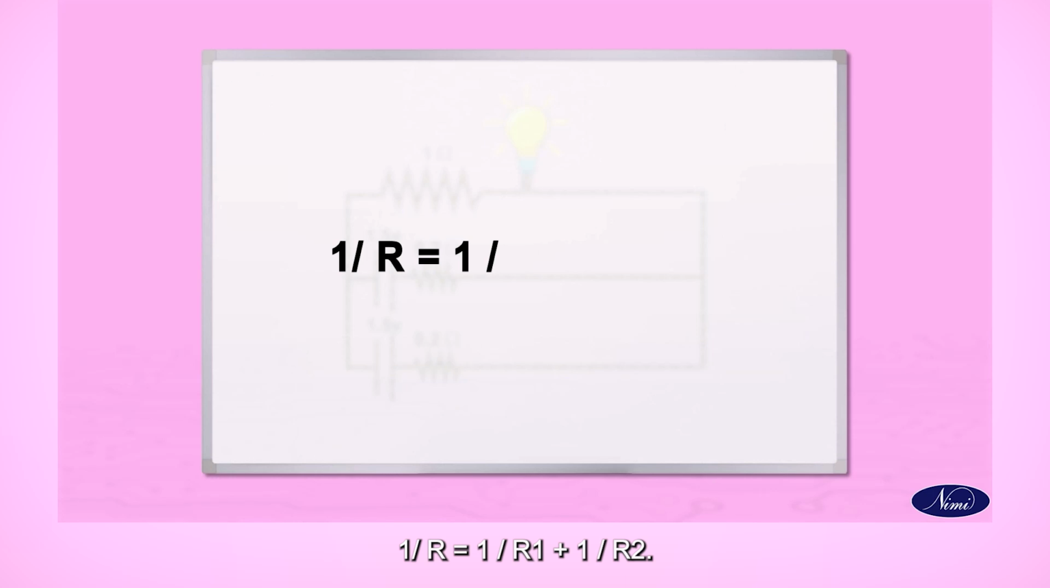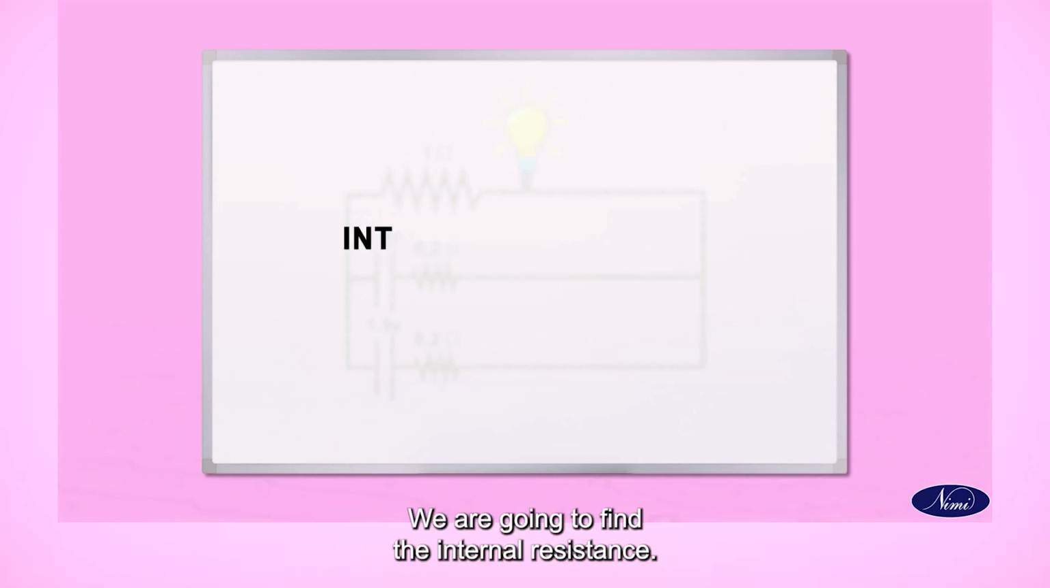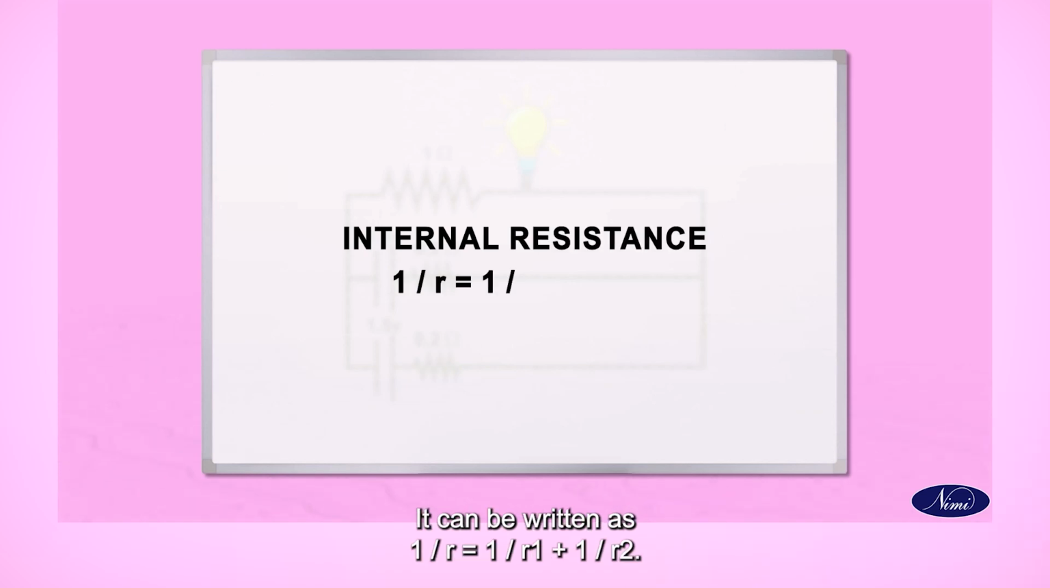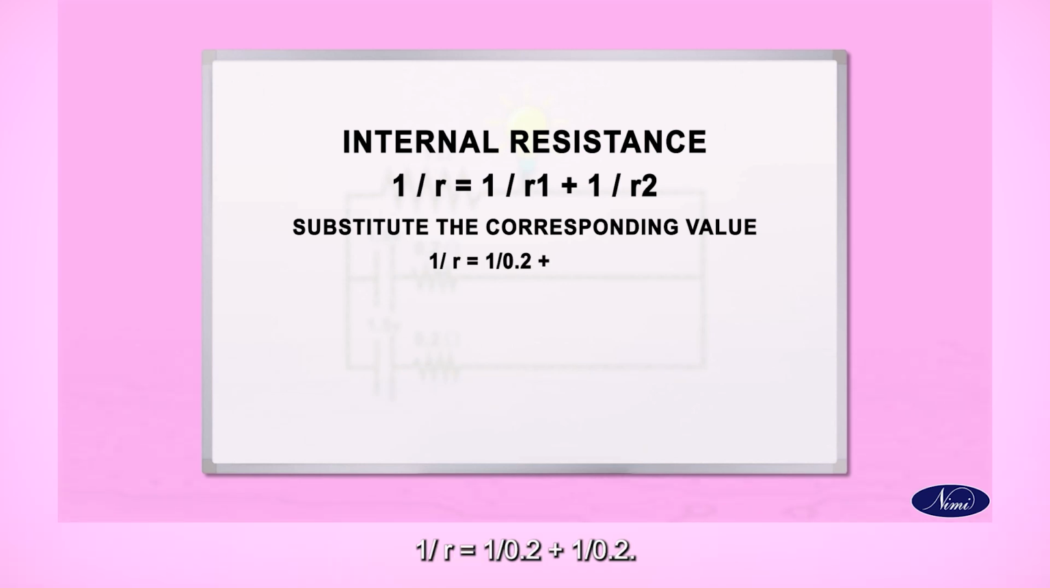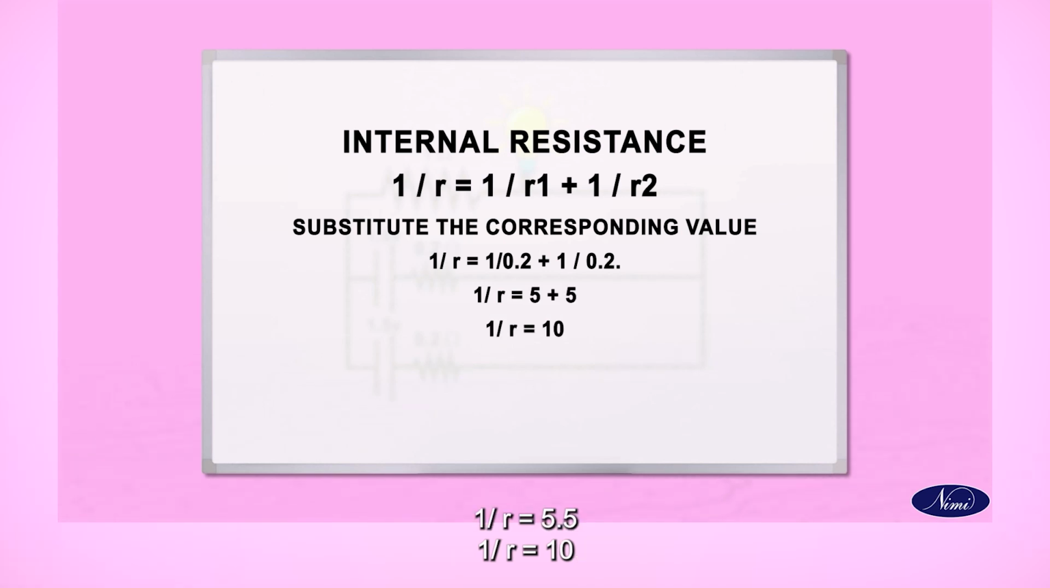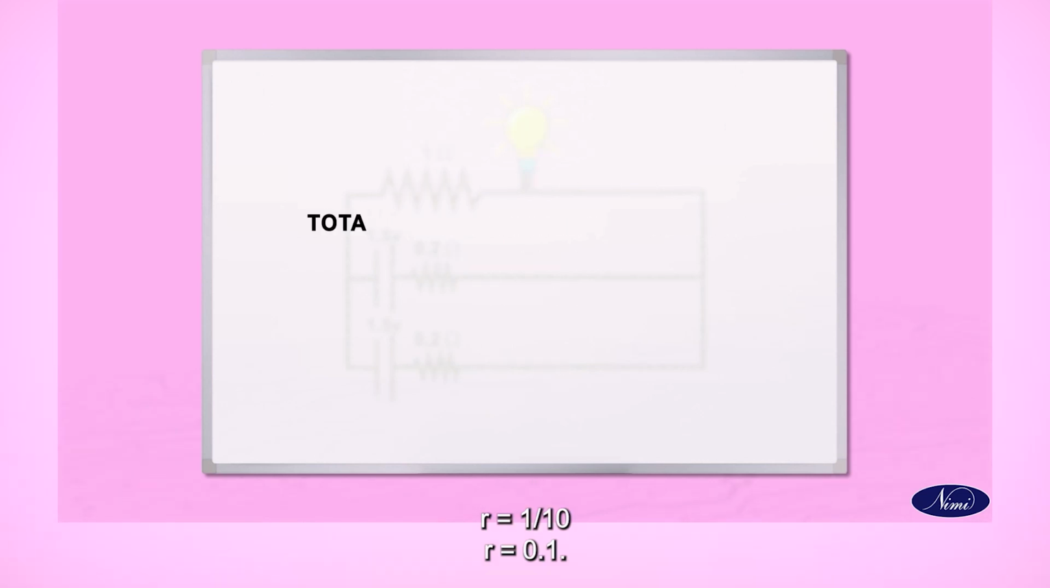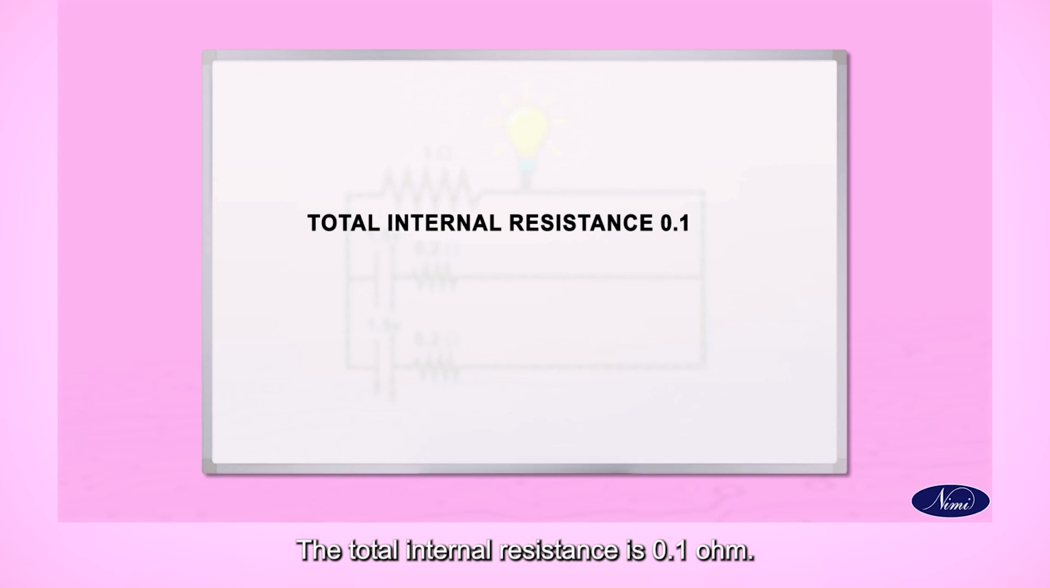1/R = 1/R1 + 1/R2. We are going to find the internal resistance. It can be written as 1/R = 1/R1 + 1/R2. Substitute the corresponding value of internal resistance in the formula. 1/R = 1/0.2 + 1/0.2. 1/R = 5 + 5, so 1/R = 10. So R = 1/10, R = 0.1. The total internal resistance is 0.1 ohm.